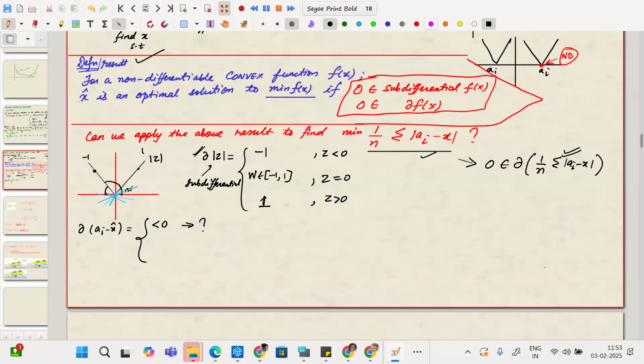Okay. So ai minus x cap is less than 0 when it contributes -1 to the derivative. Now it is greater than 0 if it contributes +1 to the derivative. I mean subdifferential. It can be equal to 0 when it contributes a value in between -1 and 1, which is similar to this case.